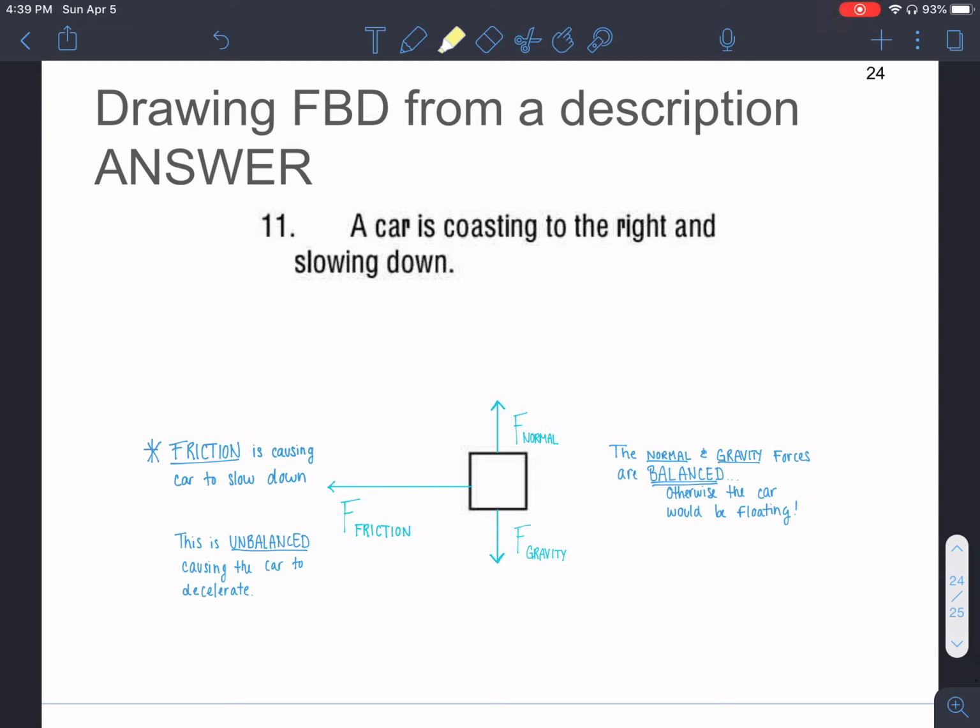All right, so something should look very familiar, and that is the normal and gravity force. Just like the book wasn't crashing through the desk or floating in the air, the car is not going below the Earth's crust, nor is it floating through the air. That would be really cool, but it's not happening. So those forces are yet again balanced, keeping the car on the ground. But the friction force is causing the car to slow down. This is unbalanced. It didn't say that the car was still accelerating. It just said it was coasting and slowing down. It didn't say that brakes were being applied, so there was no applied force. It was only the friction of the road causing the car to slow down.